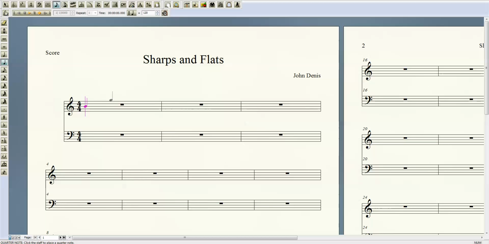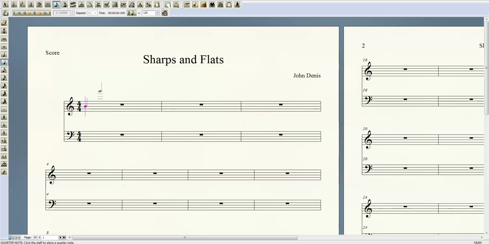whole step, half step, whole step, whole step, whole step, half step. Or, as a lot of musicians tend to think, because they don't say step after it, whole, whole, half, whole, whole, whole, half. So let's think about that in our staff right here.